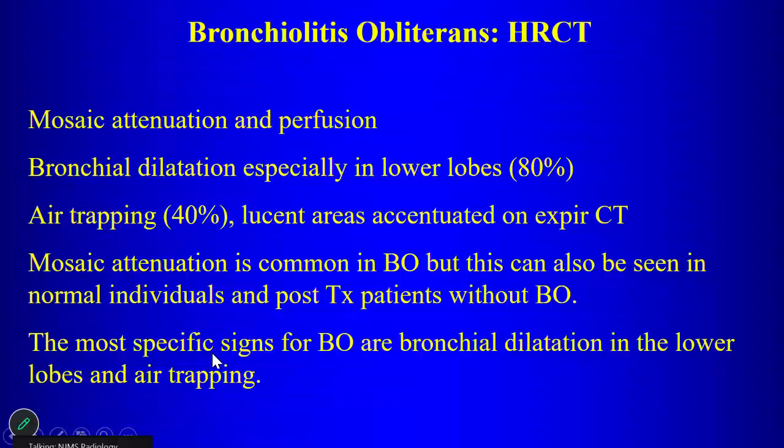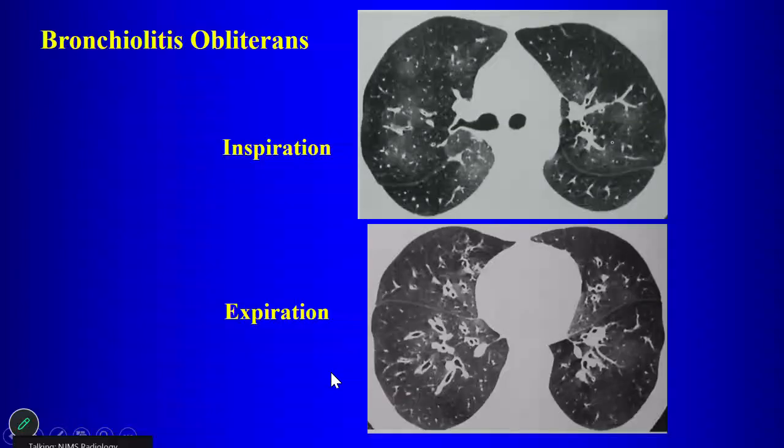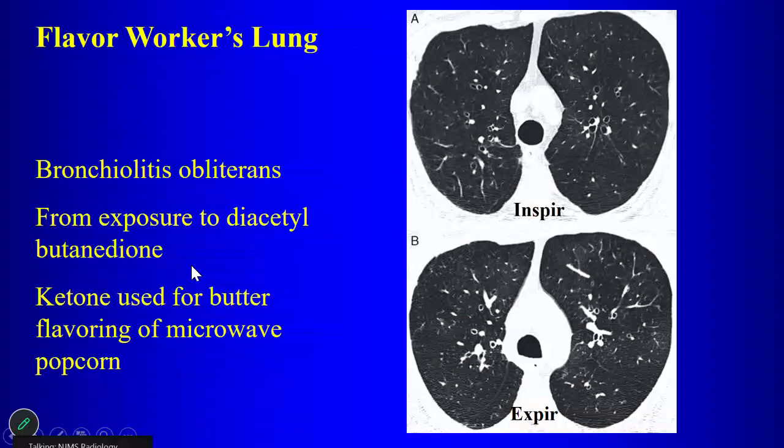We've talked about that. The most specific signs for bronchiolitis obliterans are bronchial dilatation in the lower lobes and air trapping. So on inspiratory views, you might see some mosaic attenuation, but on expiration, you'll manifest the air trapping much better. So look for that. You might have some parabronchial thickening, right? So that you might also see in cases of bronchiolitis obliterans.